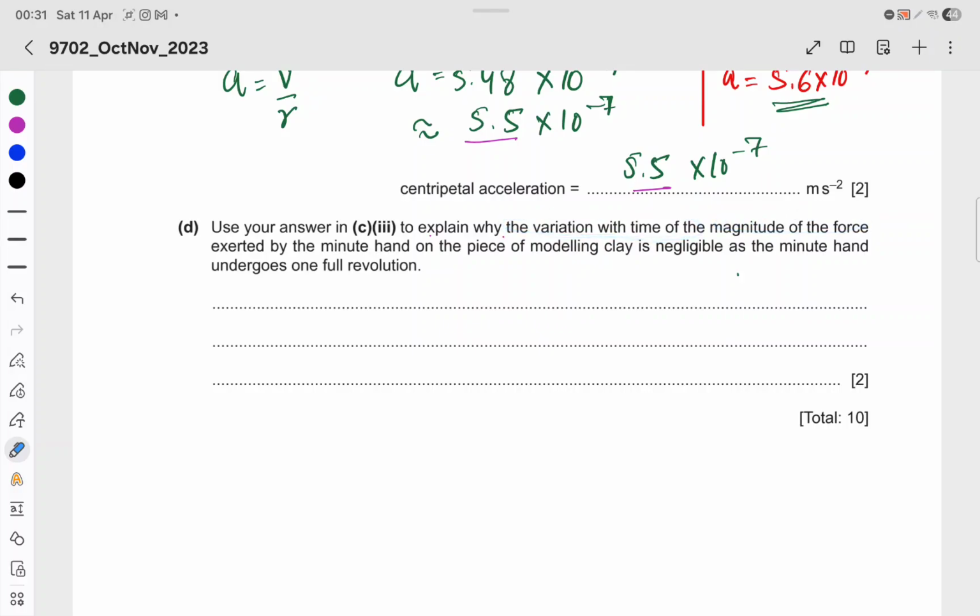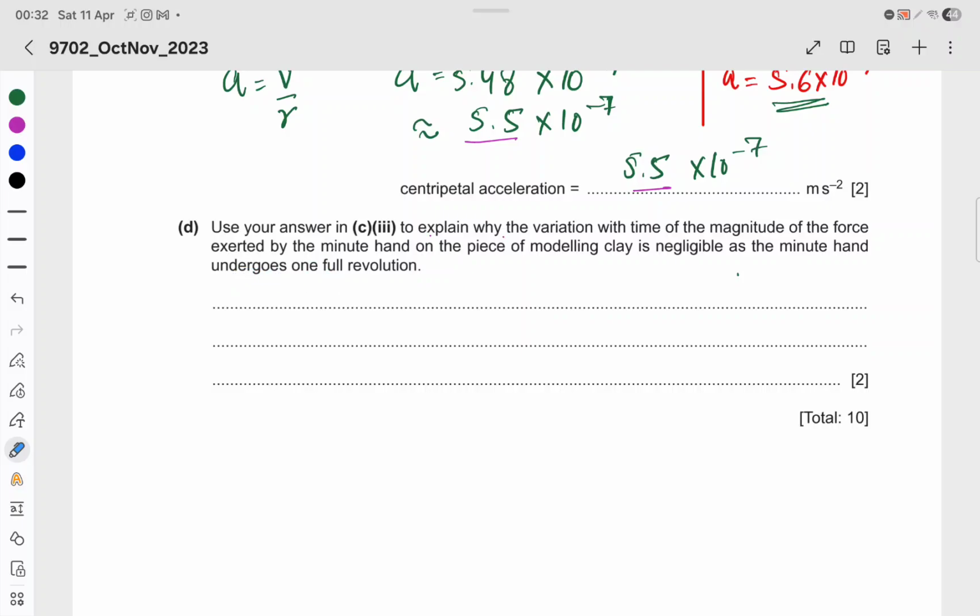So the force with the time passing has no significant change, means centripetal force is not changing, right? So the force exerted by the minute hand on the piece of modeling clay is negligible. So we are ignoring it, as the minute hand undergoes one full revolution.